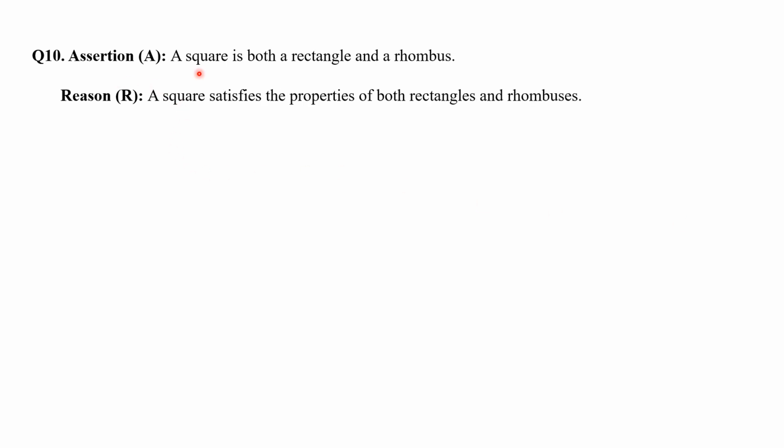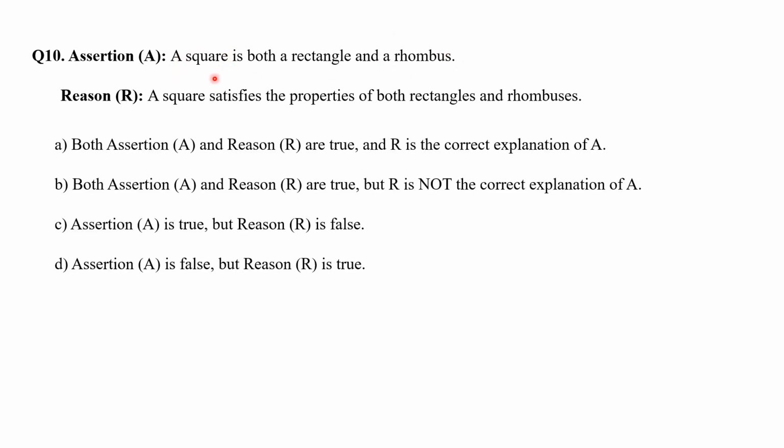Now question number 10. Assertion: A square is both a rectangle and a rhombus. So what is the meaning of this? This means a square satisfies all the properties of a rectangle as well as all the properties of a rhombus. So if you recall the property of a rectangle, it has opposite sides equal, all the angles 90 degree, and diagonals bisect each other. In a square also, as all the sides are equal, obviously opposite sides will also be equal, and all the angles are 90 degree also, and diagonals are bisecting each other. In fact, diagonals are perpendicular bisectors. They not only bisect, but they make 90 degree also at the intersection point.